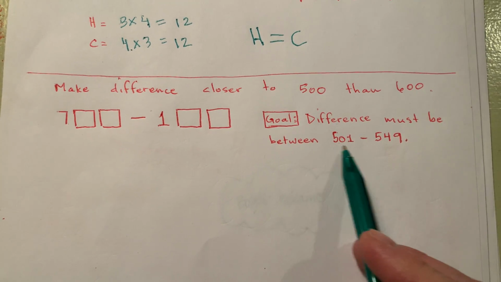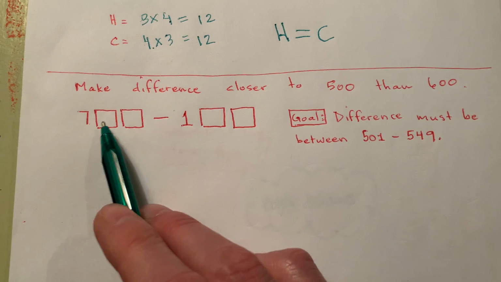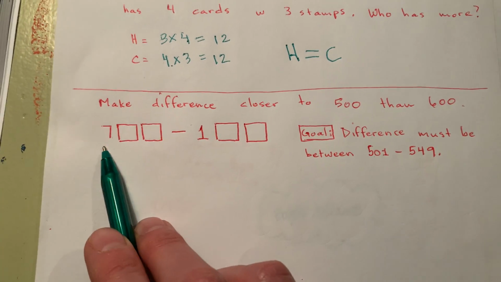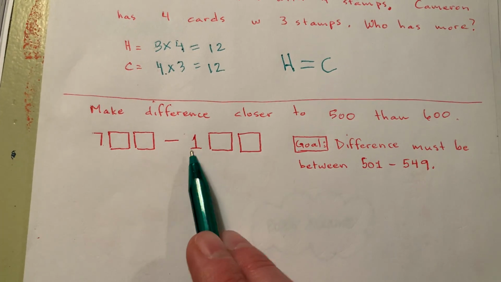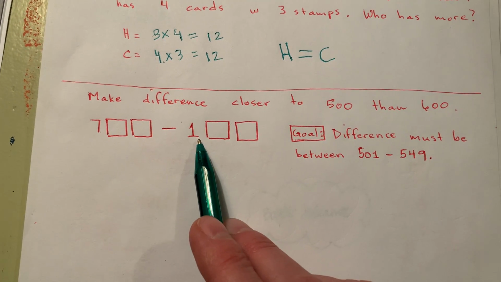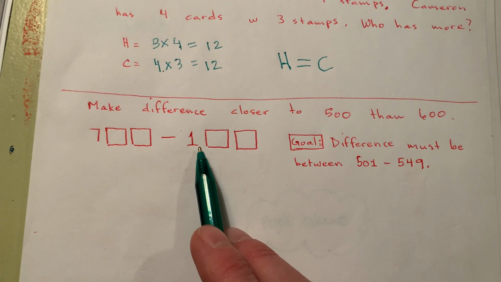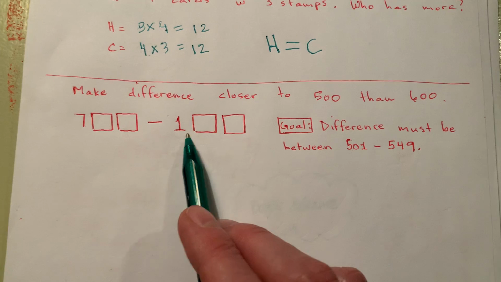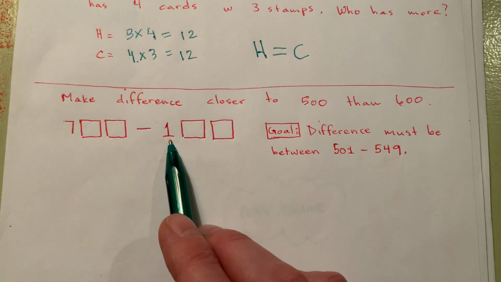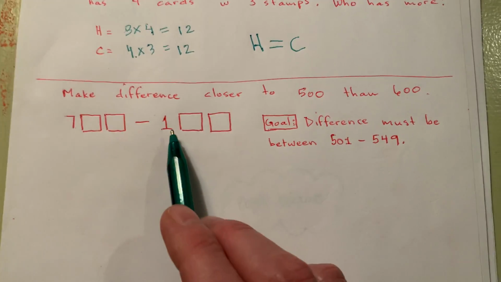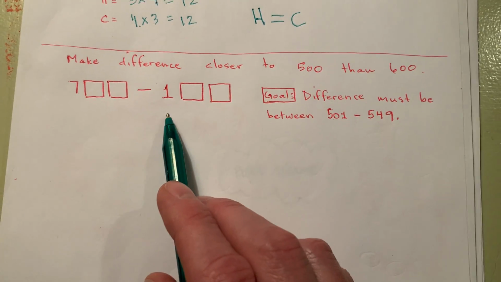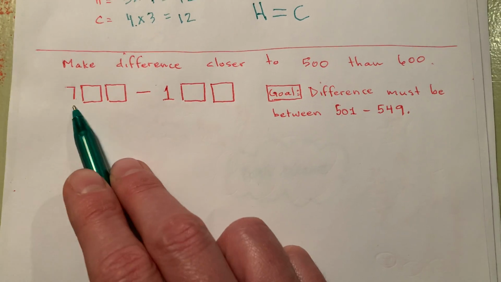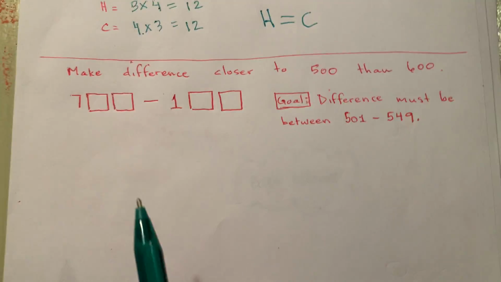You might ask, why 501? Well, if you think about it, there's never going to be an example where you're locked into a 700 minus a 100 where you can actually get to 500, because you need a difference of 200, and there's just not enough in this second part of the problem to give you 200 when you're in the 100s. So getting a difference of 500 is actually impossible when you're locked into this scenario.